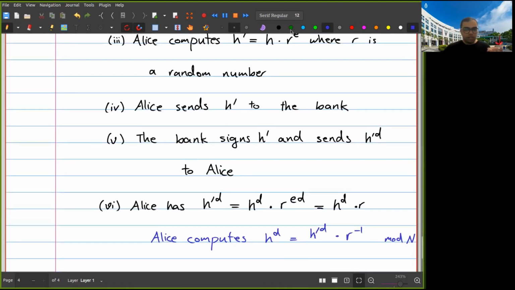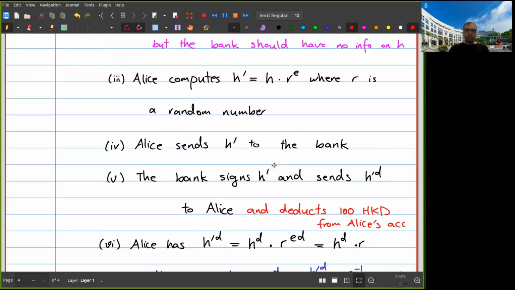And of course, when the bank signs this, it also deducts, let's say, 100 Hong Kong dollars from Alice's account. Okay, so the bank just charges 100 Hong Kong dollars whenever it wants to give you a signature, and it doesn't care what it is that you're giving to it, it just signs it. 100 Hong Kong dollars to sign anything.